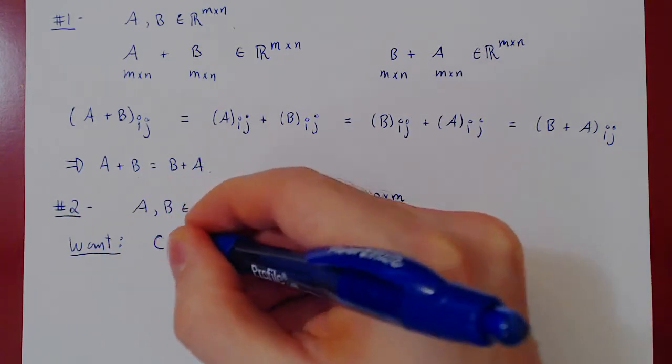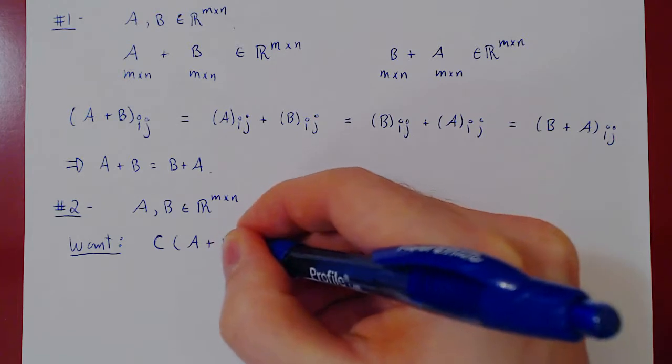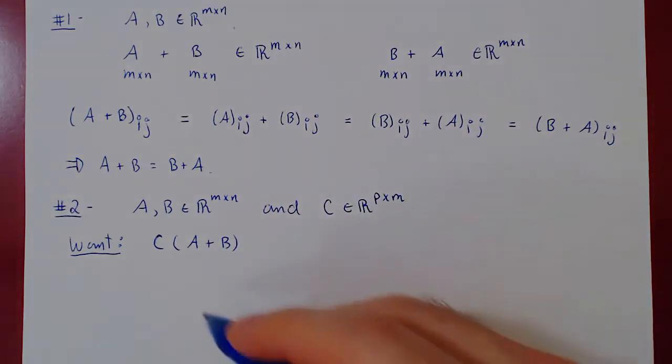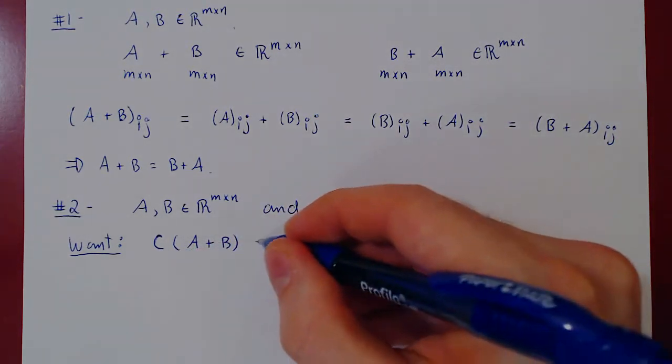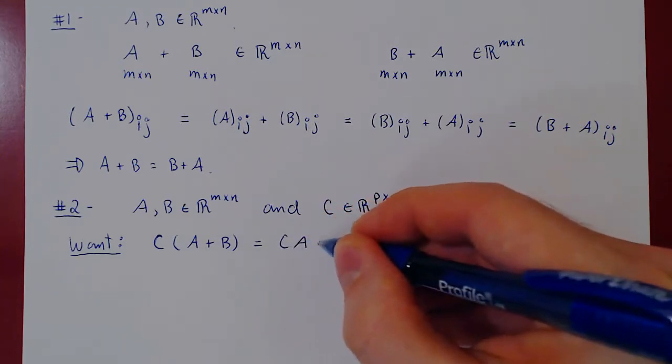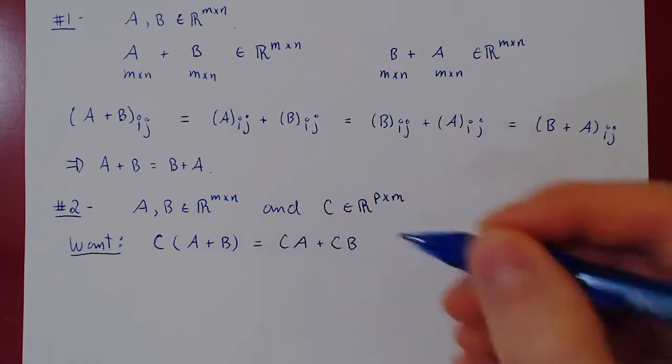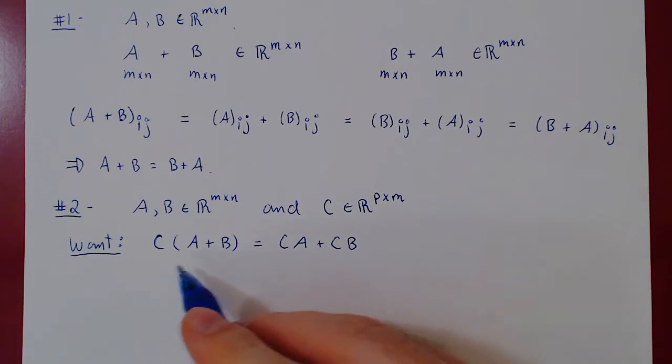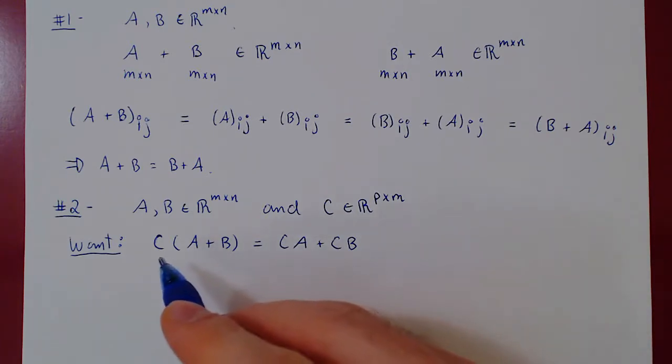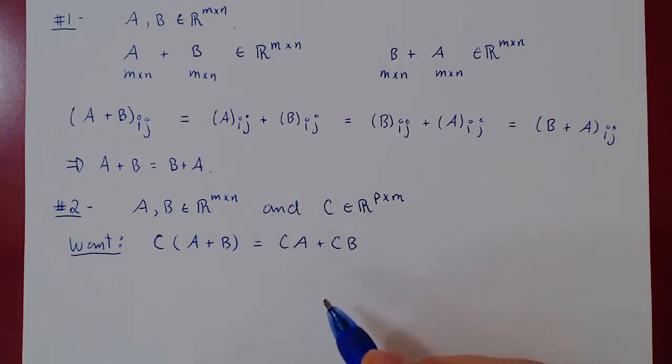that if we do C times (A plus B), we can distribute the multiplication. This is simply C times A plus C times B. A well-known property of real numbers, which also is true of matrices.